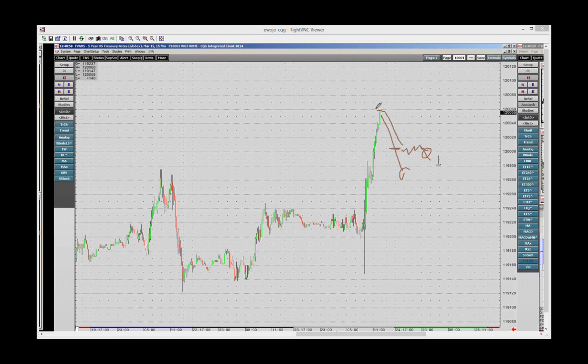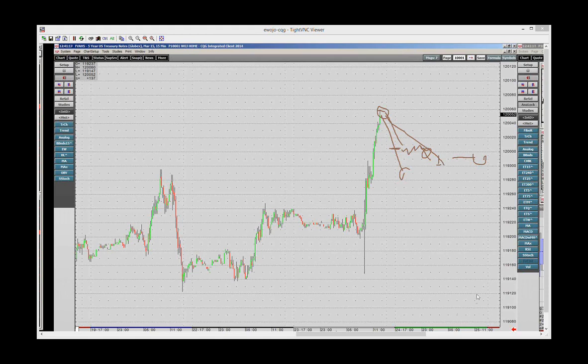From the high print to here, it's down six handles. Well, really, it's only down one now. I can weather that tick against me or that handle against me. The rubber band is stretched further. Yeah, it's stretched further when you buy pullbacks on trends.